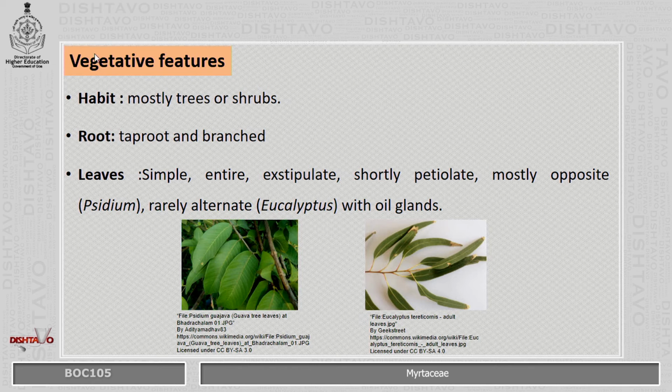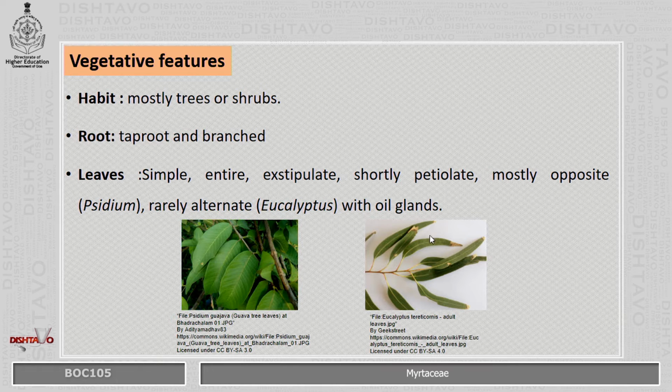Vegetative features, habit: they are mostly trees or shrubs. Root is taproot and branched. Leaves are simple, entire, exstipulate, shortly petiolate, and mostly opposite. In this picture, you can see Psidium guajava showing the simple, entire, exstipulate and shortly petiolate leaves, and they are opposite. In this picture, you can see eucalyptus leaves, showing alternate leaves, and the leaves are showing oil glands.